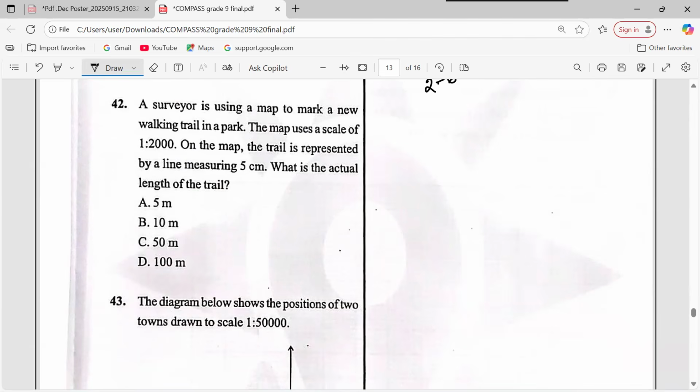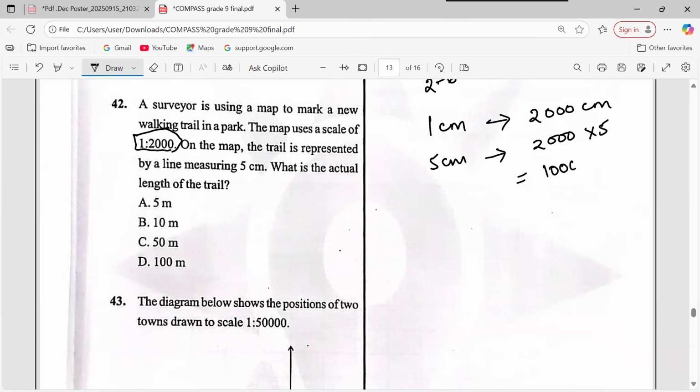So according to this, when scale is given as a ratio, it means these are the same units. Therefore, 1 centimeter is representing 2,000 centimeters on the ground, meaning that 5 centimeters in this case now shall represent 2,000 times 5, then divided by 1. This will give us 10,000.